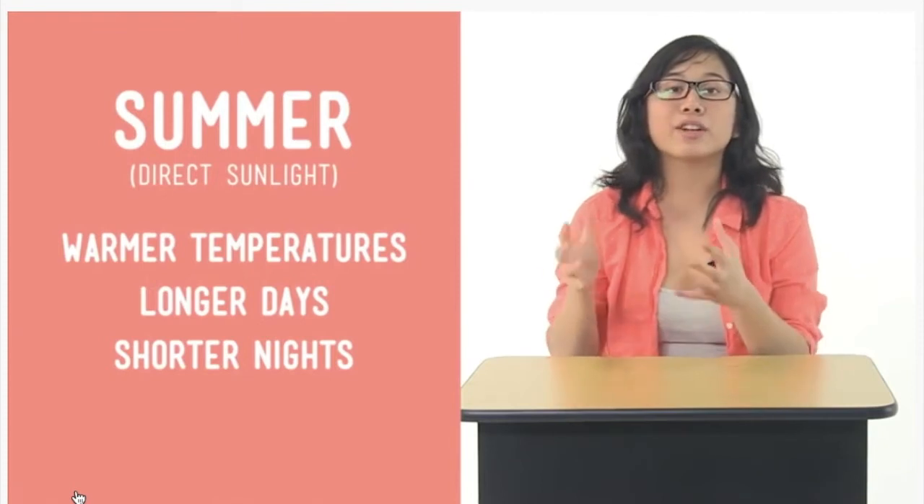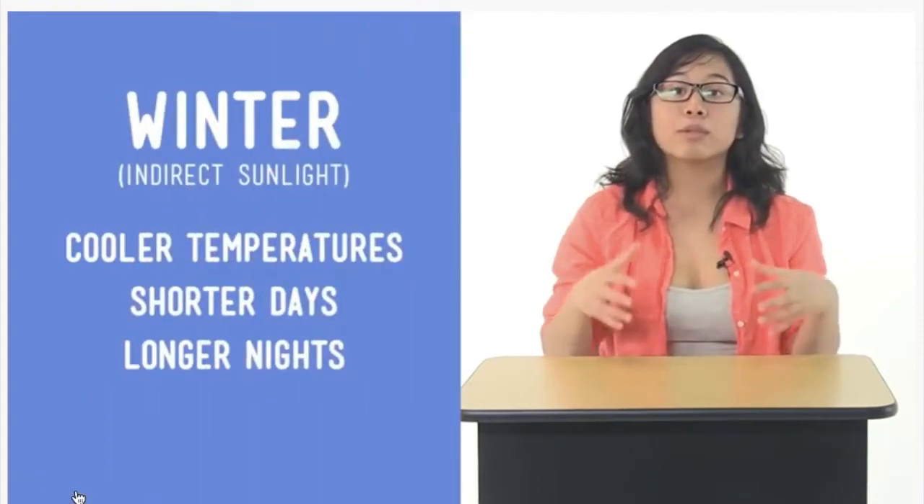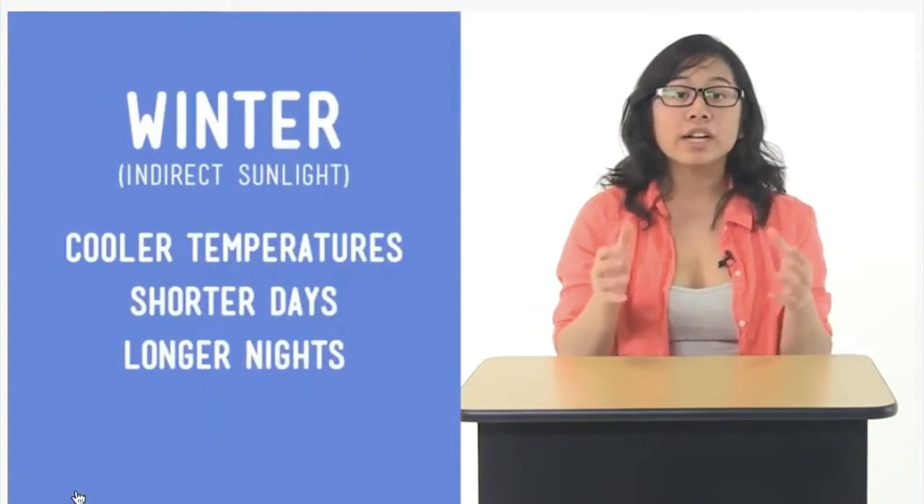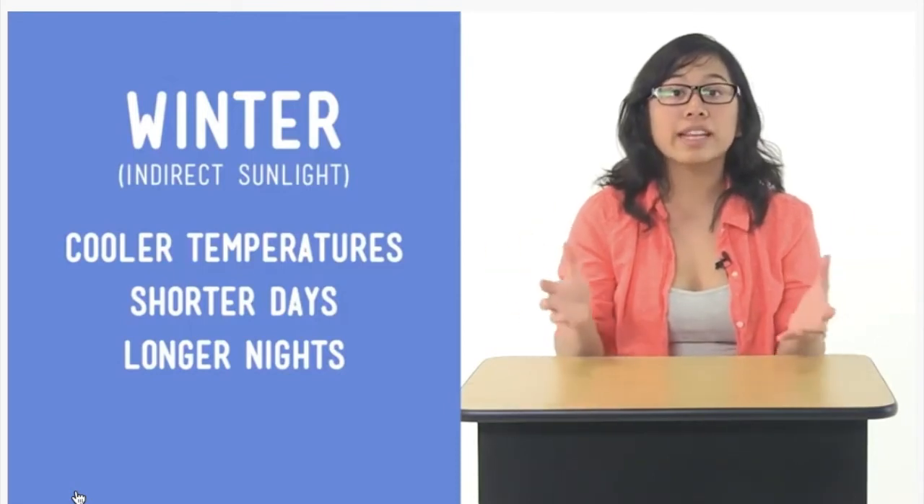Temperatures are warmer, days are longer, and nights are shorter. And when it gets more indirect sunlight, it's winter. Temperatures are cooler, days are shorter, and nights are longer. And now you know what causes summer, spring, autumn, and winter.